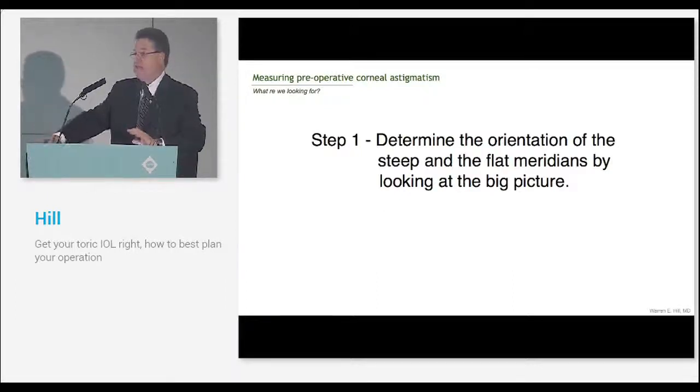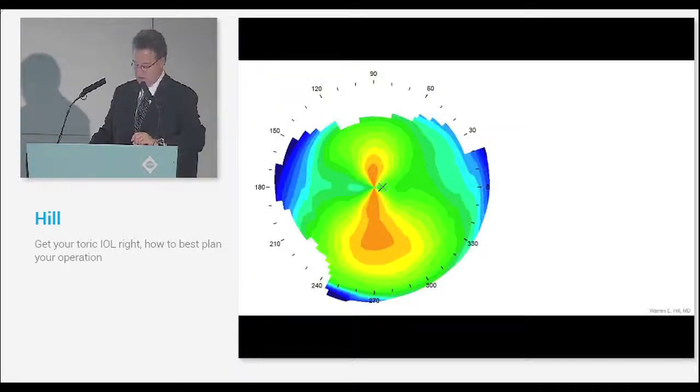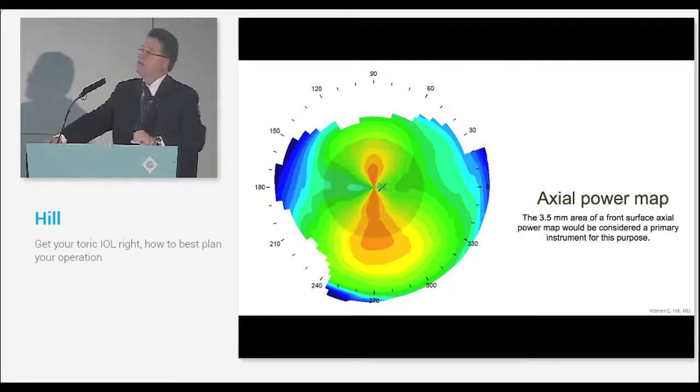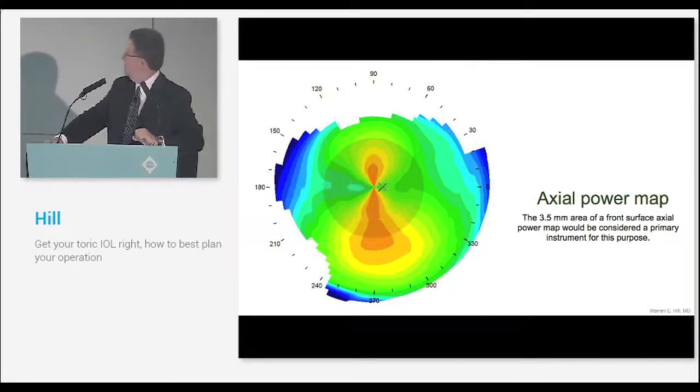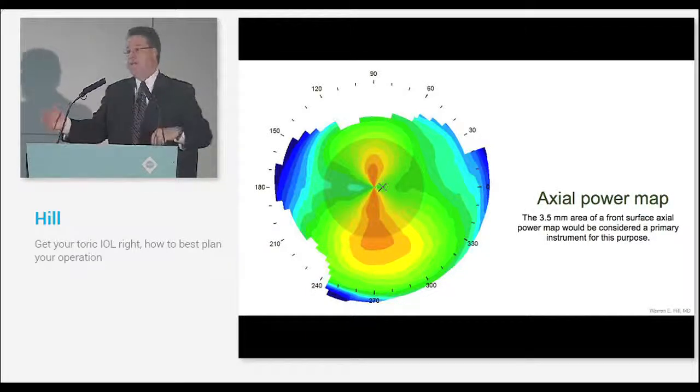And I'll let you in on a little secret. The Ks used to determine the spherical power of the IOL can be completely different from what you put in the toric calculator. Again, the toric calculator doesn't care about the absolute value, it cares about the difference. So this is an insight into how the toric calculators work. So here's how we get started. This is an axial power map, and what you see immediately is the two lobes of the astigmatism.